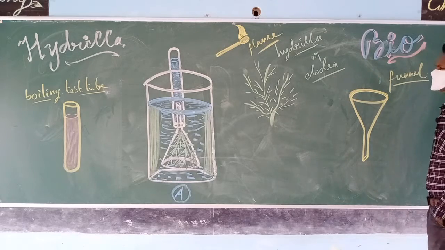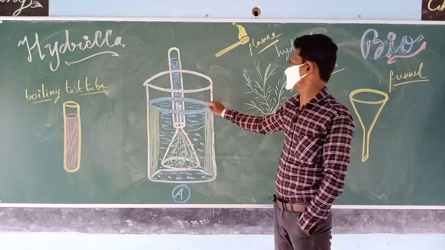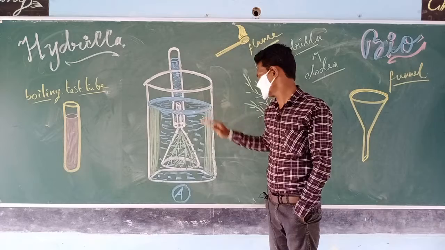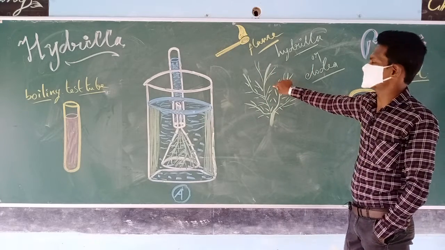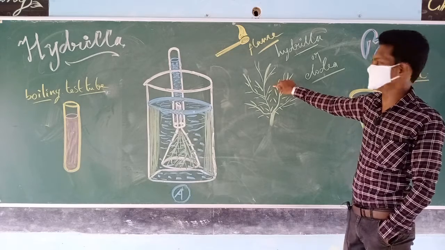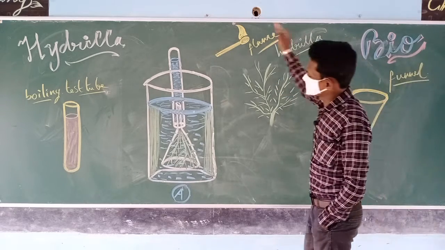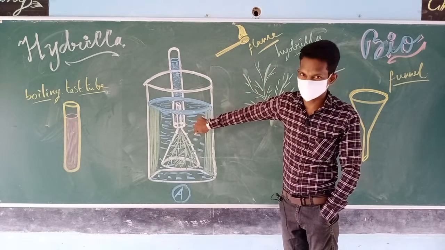So the procedure: first of all, we have to take the beaker and fill it with water, 3/4 of the beaker. Later, hydrilla or elodea plant twigs should be placed into the funnel. After placing, we have to invert this funnel into the water present in the beaker.